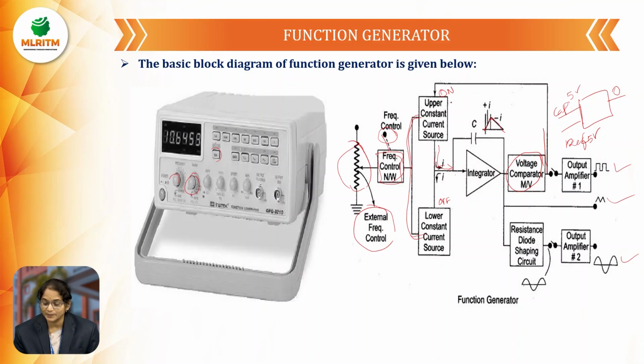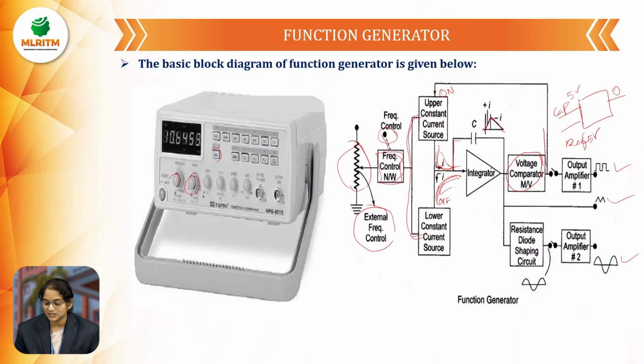Once again I'm repeating: whenever the upper constant current source is in the on state, the constant current flows through the integrator. It is giving the current to the integrator, and it is taking the current from the integrator.